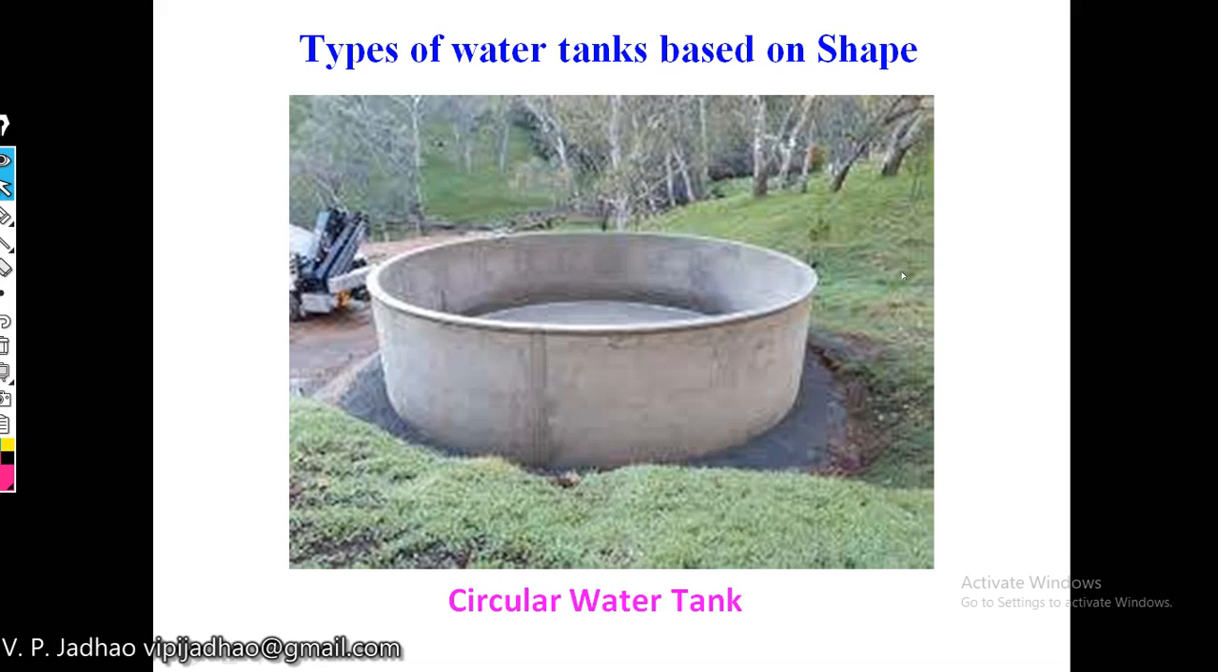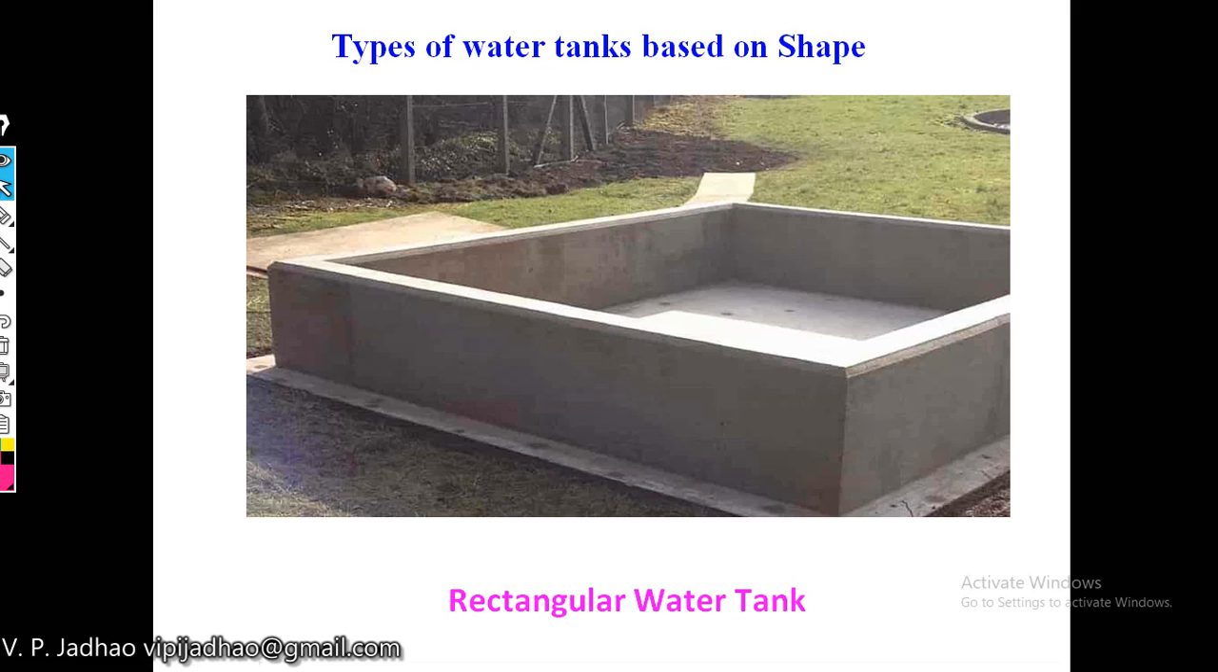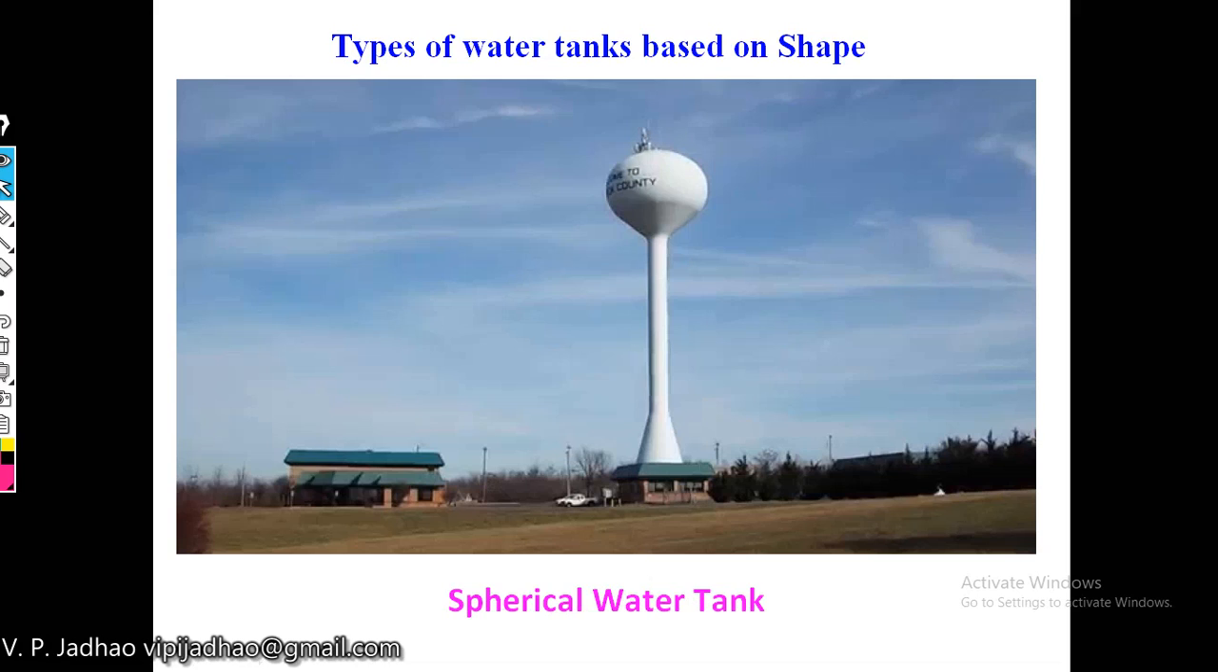Now, depending upon the shape of your water tanks, it can be classified as circular, spherical, rectangular, etc. So this is an example of a circular water tank. You can see here that in plan, this particular water tank has a circular shape. This is an example of a rectangular water tank. It will have a rectangular shape in the plan. The picture shows a spherical water tank.